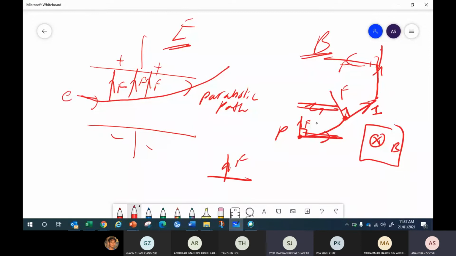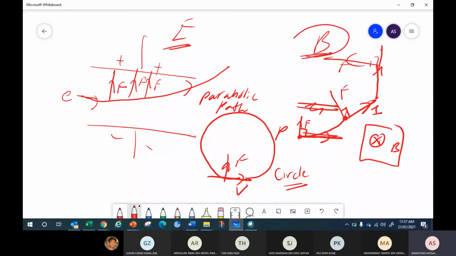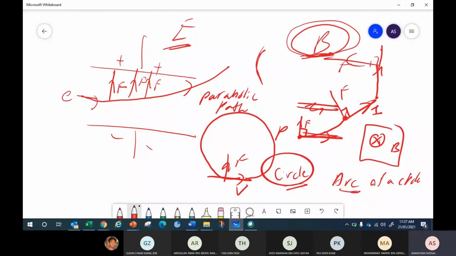When the force is always perpendicular to the direction of motion, the type of path it takes is a circle. So in a magnetic field, the particle moves in a circle or an arc of a circle. If the radius is very big, you just take an arc of a circle, just a slight curve. Or it makes a complete circular path if the radius is small. But whatever it is, in a magnetic field, the charged particle makes a circular path.